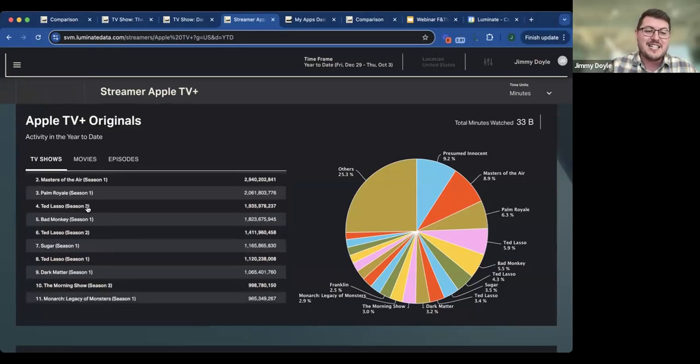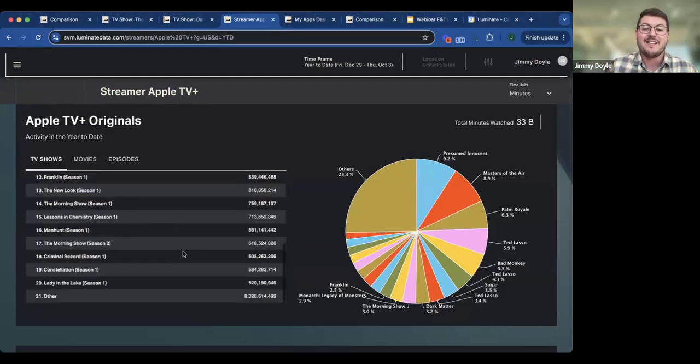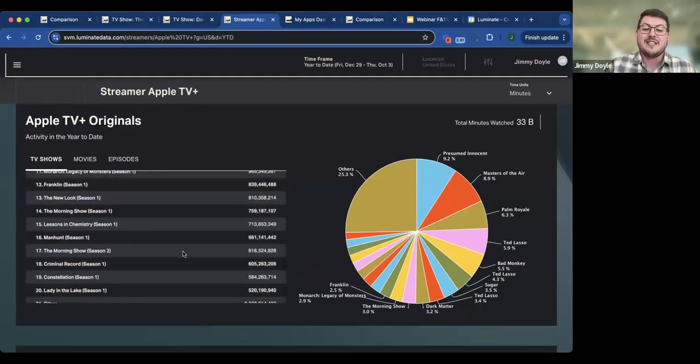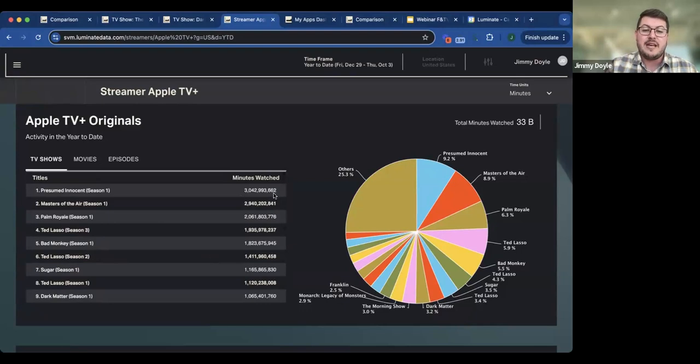But then you'll also see Ted Lasso season 3. Of course, that's newer. But then season 2 and season 1 still right there in the top 10 of Apple TV's chart for the year to date. And we can go all the way down to the top 20 here. And you can also see what's interesting is there's a big drop off in terms of viewership for some of these bottom 20 shows versus the big, 3 billion minutes that we're seeing for something like Presumed Innocent, which is a real true blue hit.